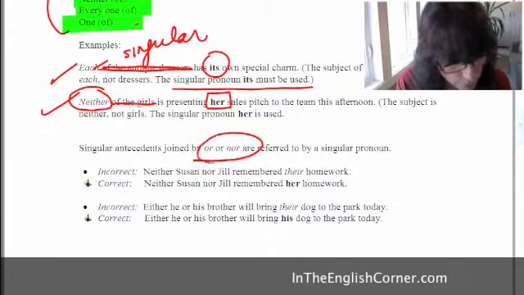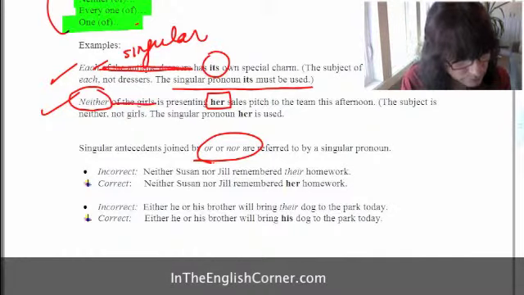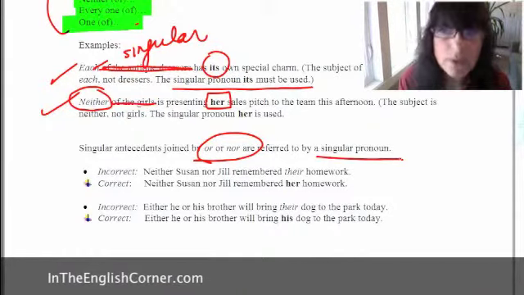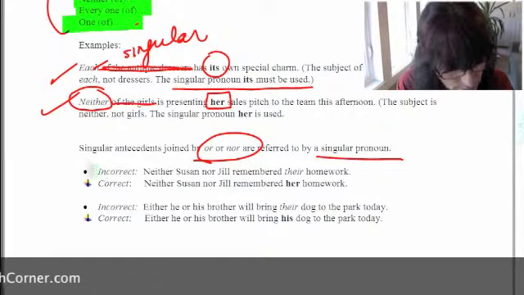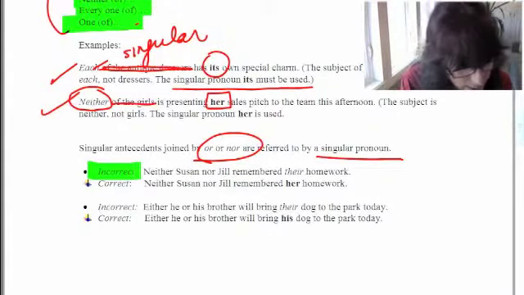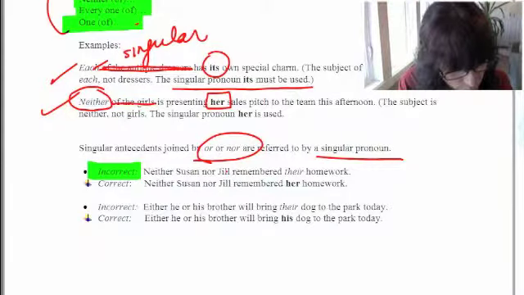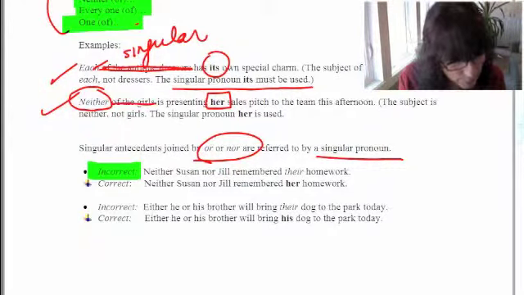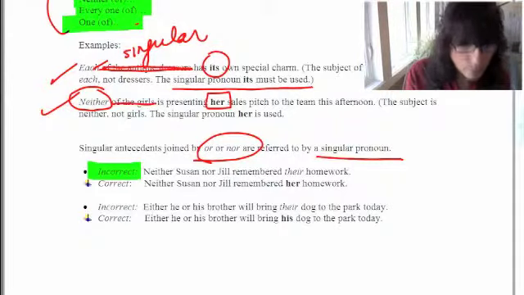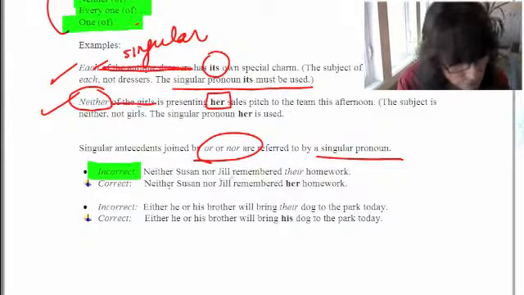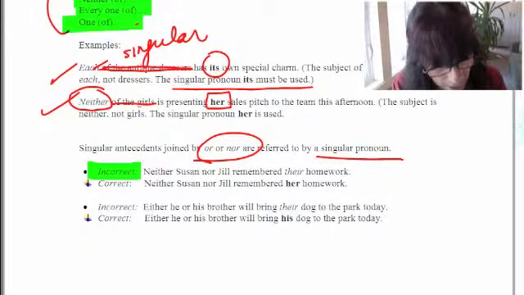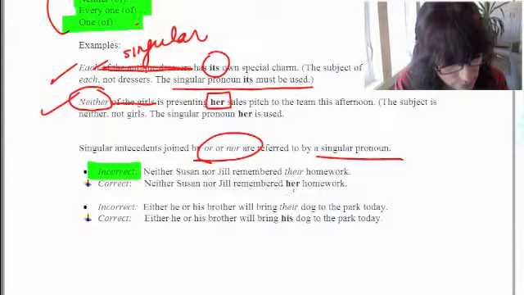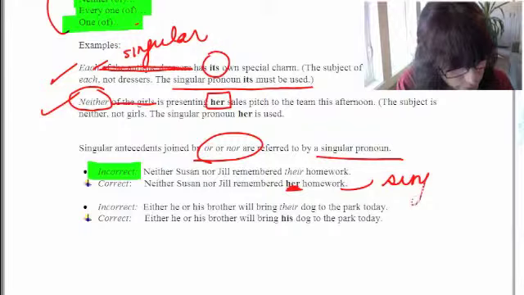Singular antecedents joined by or or nor are referred to by a singular pronoun. Okay, let's look at an example. Rules are tricky until you see examples. This is incorrect: Neither Susan nor Jill remembered their homework. Neither or nor makes it singular. It means not one or the other. It didn't say both. If it said they both didn't remember, then it would be their homework. But it's neither nor. So as soon as you see neither nor or either or, it's singular. So neither Susan nor Jill remembered, you'd have to say her homework because it's singular.